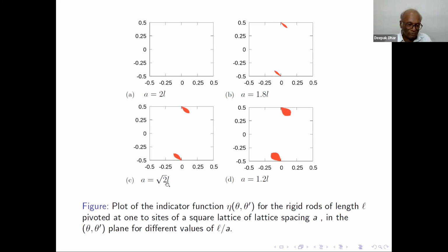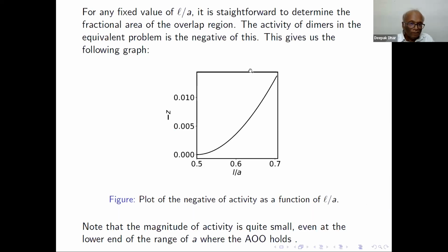And then when you change A, the red region becomes bigger, like this and like this. So for different values of A, you can plot these graphs, and hence you can calculate the integrals over eta in this 2D plot. For any fixed value of L by A, it is straightforward to determine the fractional area of the overlap region. It may not come out as a closed formula, but at least as a definite integral of a finite dimension, a two-dimensional definite integral.